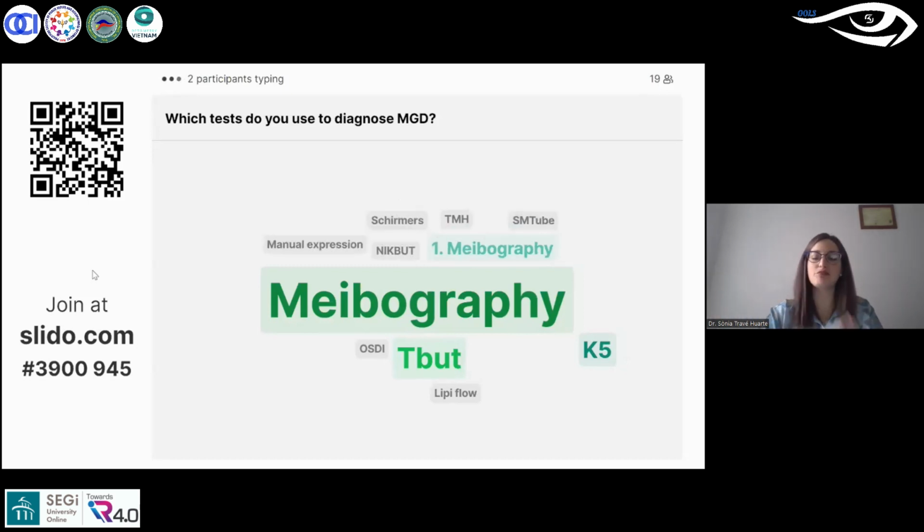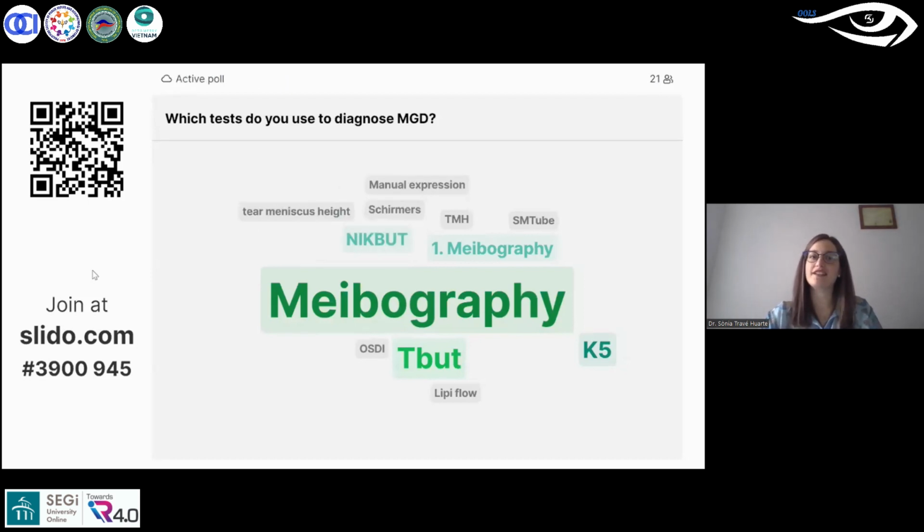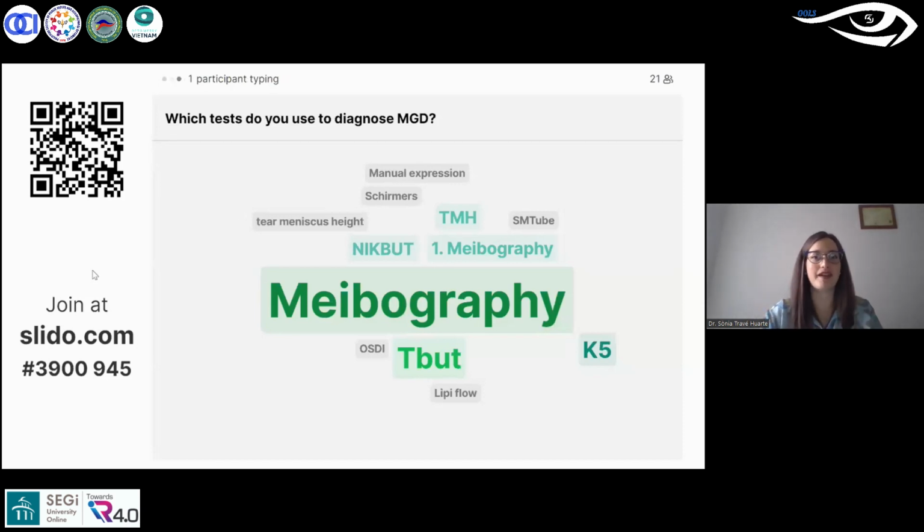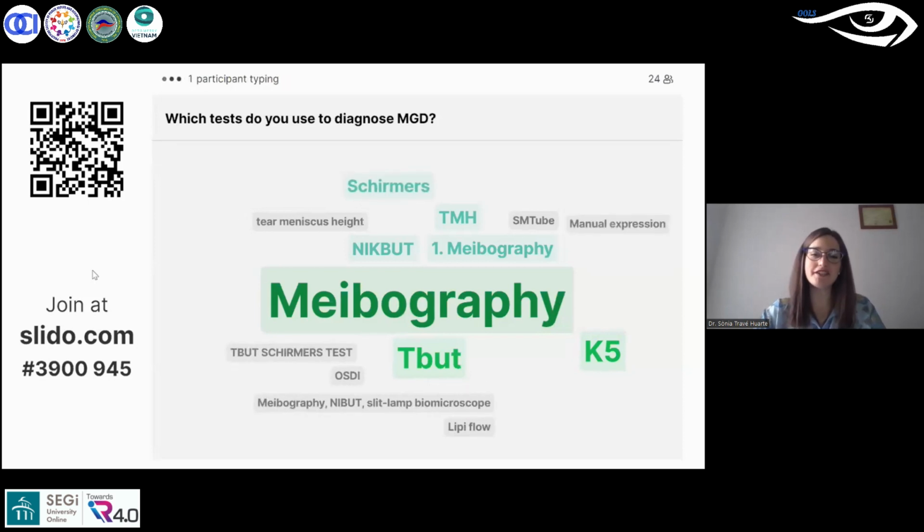We will go through these devices later on. Manual expression. Yeah, that's good. Tear meniscus height again. Yeah, wonderful. I think that having the expression does tell us quite a lot about what's happening behind the glands, behind the oils coming up. Perfect. So I'm going to wait for 2 more people that I think are typing. Manual expression, tear breakup time, Schirmer test. Let's see what else we have. Meibography, breakup time, and slit lamp biomicroscope.